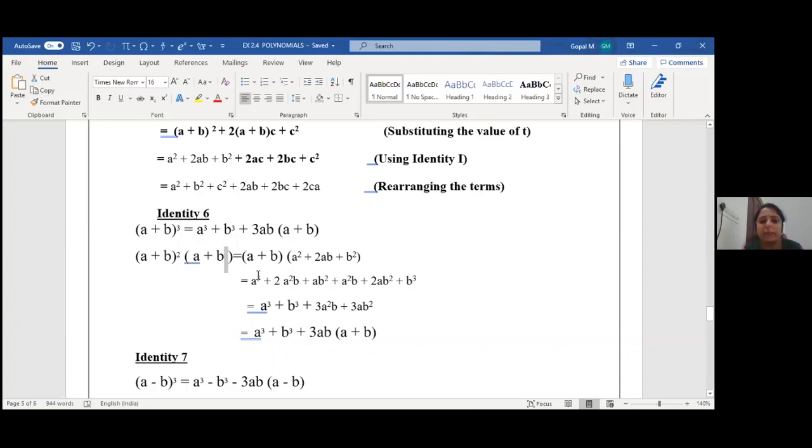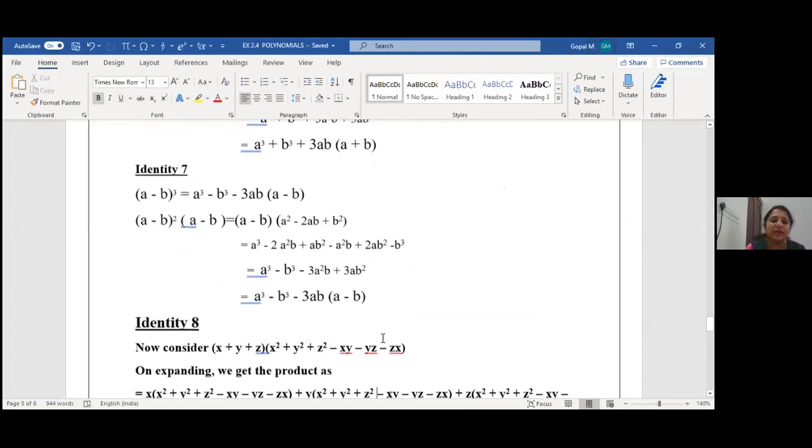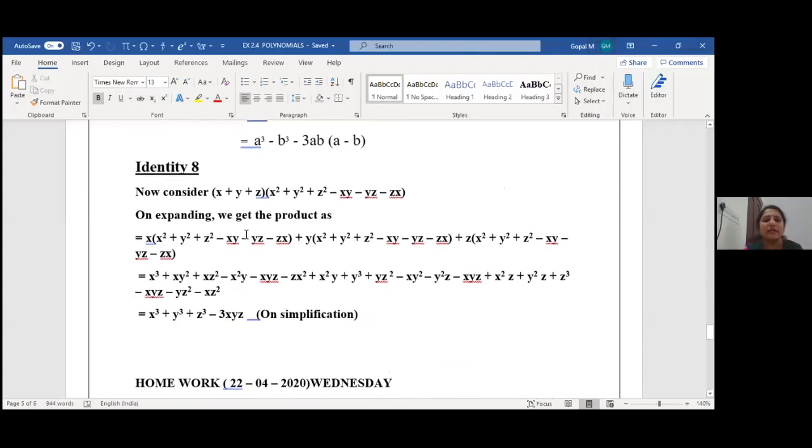So once we multiply all those things, we get a cube plus 2a square b plus ab square, a square b. Here, 2a square b and 1a square b will become 3a square b, and ab square plus 2ab square become 3ab square. In these two terms, 3ab is common. If I take it out, the identity we are getting is a cube plus b cube plus 3ab into a plus b. Next, minus also the same way.